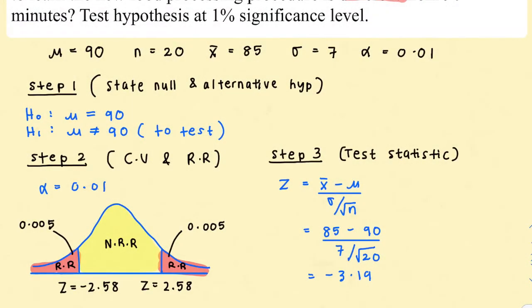Step number 3 is calculating the test statistic value. You have the z formula here: x bar minus mu over sigma divided by square root of n. Just substitute all the values given. Your x bar is 85, which is your sample average, minus mu 90, over sigma is 7 divided by square root of n is 20. Substitute everything and then you have the answer negative 3.19.